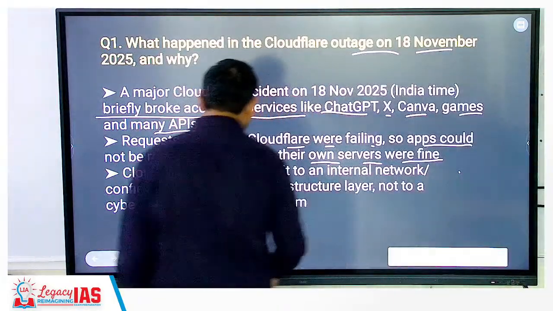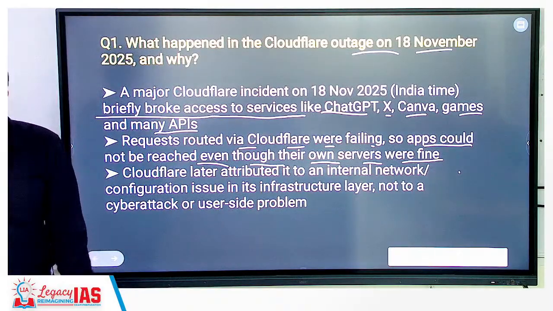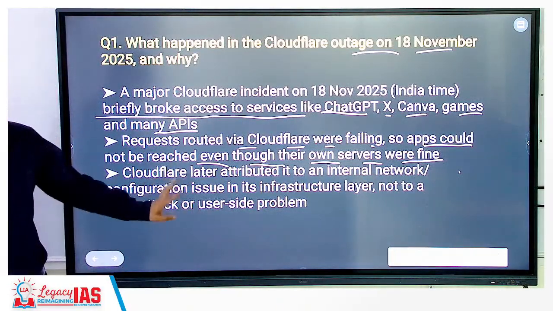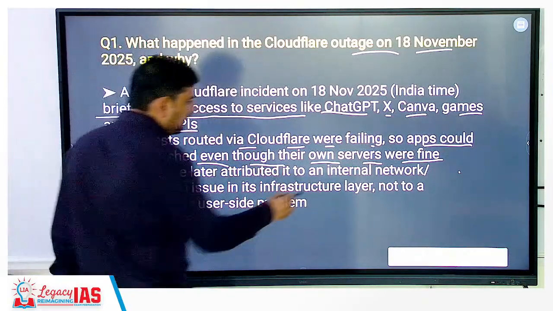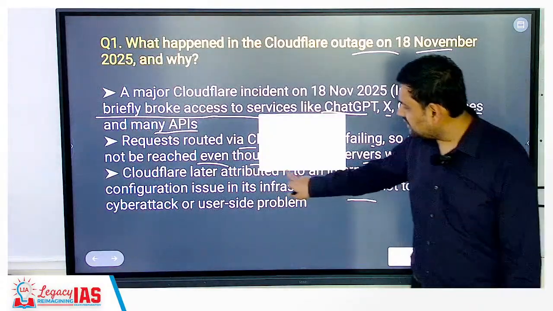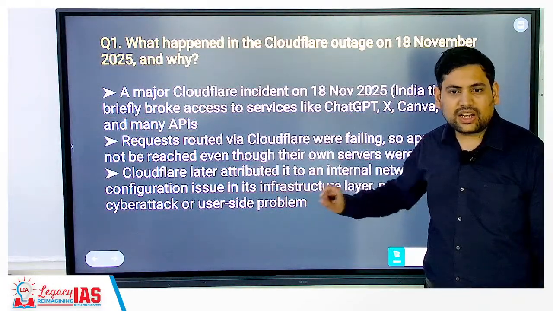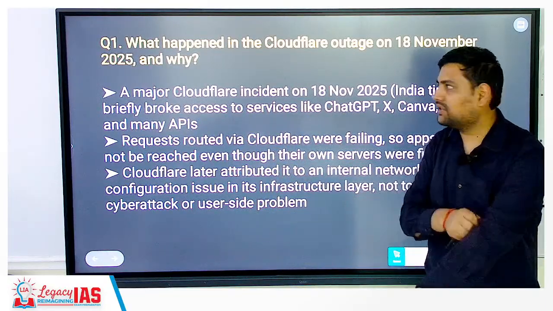Then Cloudflare, earlier it was being said that it may be an attack by some bots, but they are claiming that there was no attack, it was some internal error. Okay. Then next, they won't be asking you about this particular outage as such. They will ask you about Cloudflare. What is this intermediary? What does it do? That question is probable.